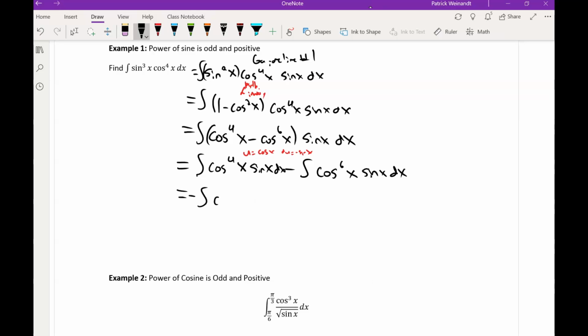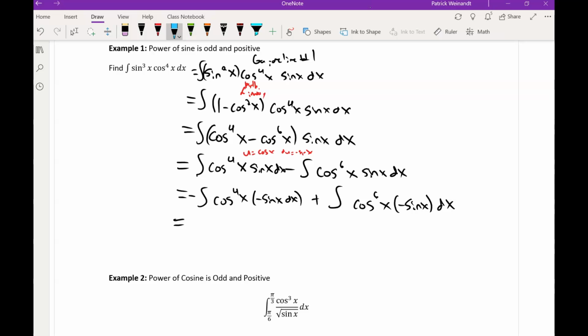So this is negative cosine to the 4th of x times negative sine of x dx minus, okay, and we're going to have to do the same thing here since this sign is positive. Well, minus cosine to the 6th of x times negative sine of x dx. And since I changed this to a negative, I have to multiply by negative 1. And well, a negative times a negative is just going to be a positive, plus that integral of cosine to the 6th of x times negative sine of x dx. Okay.